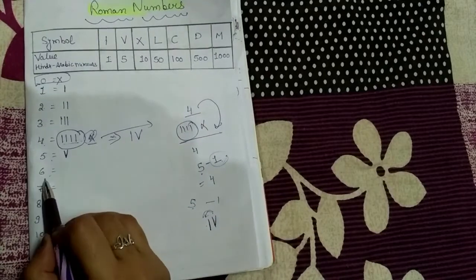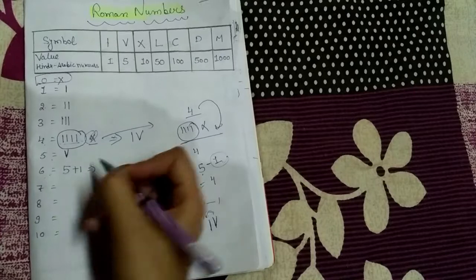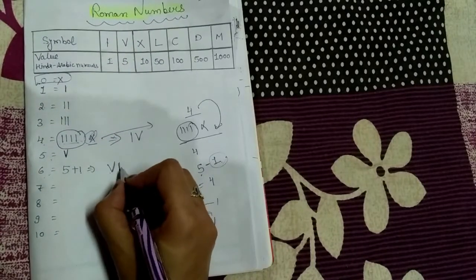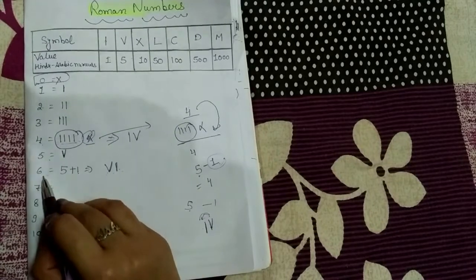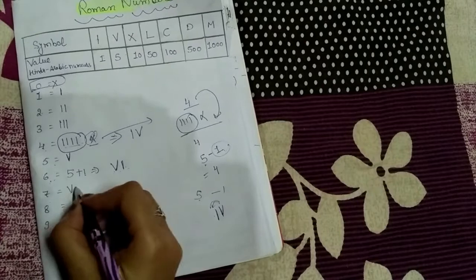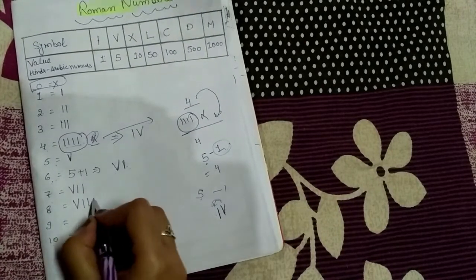So for 6 it will be 5 plus 1. That means V, and for 1 I am having I. So VI. This is for 6. Clear? For 7 it will be 5, 6, 7. For 8, 5, 6, 7, 8.